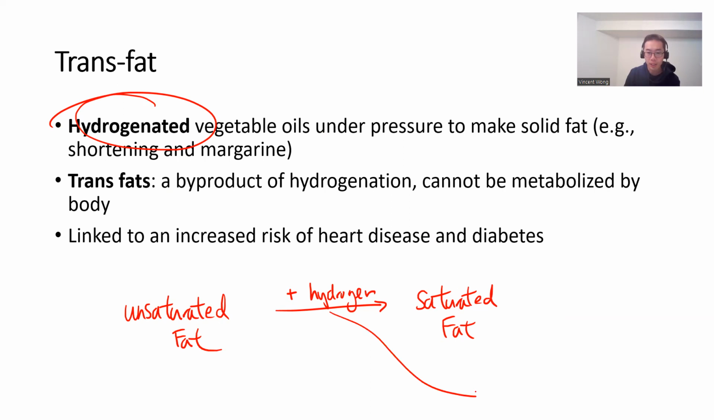But a byproduct of this process is trans fat. Trans fat is like the worst fat of all time. Our body cannot break down trans fat. If you consume trans fat, it will stay in your body for a very, very long time. And if it builds up and there's too much of it, then it increases the risk of getting heart diseases and things like diabetes.